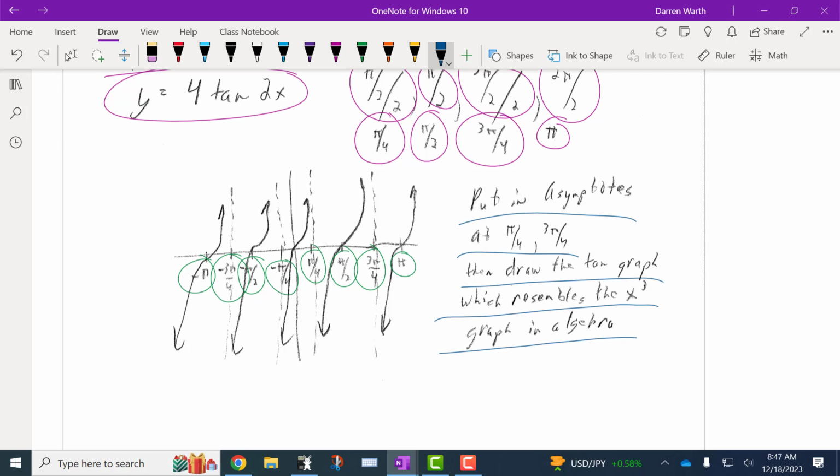So notice, here I've got my asymptotes, pi over 4, just draw them on in there. 3 pi over 4, just draw it on in there. And then again at negative pi over 4, and negative 3 pi over 4. And then you're just going to draw in your x cubed shapes as you're going from left to right. And that's what your graph will look like for the tangent.